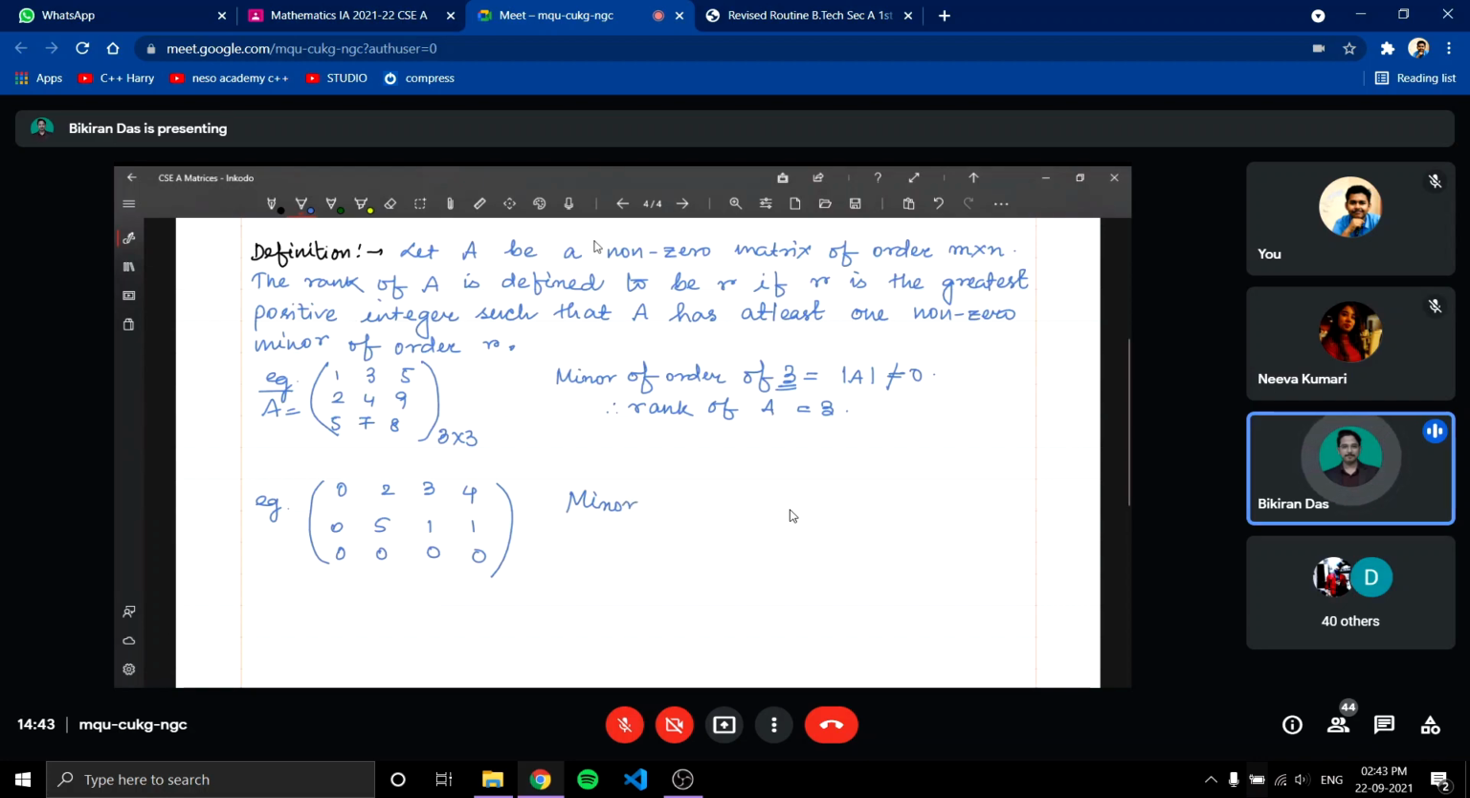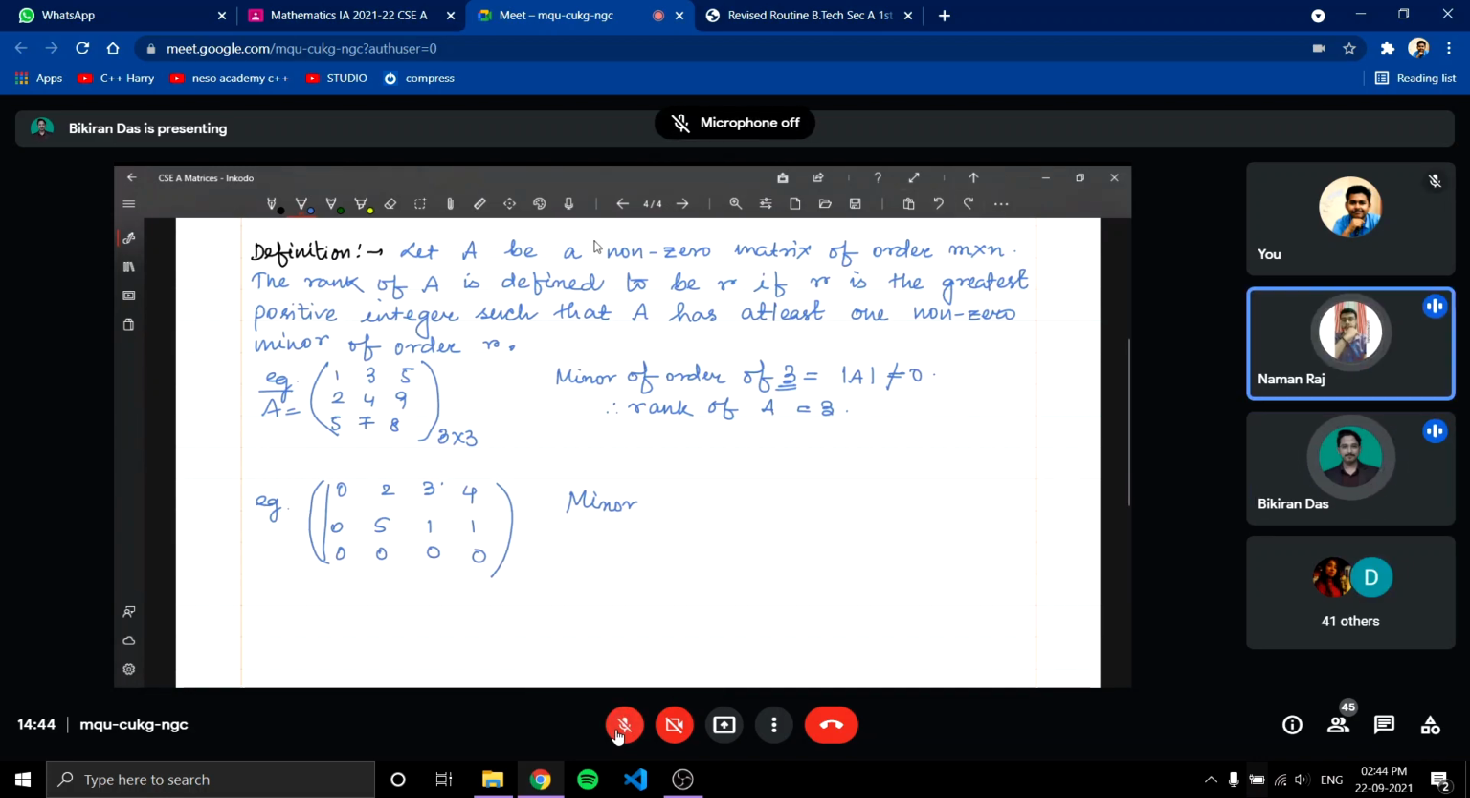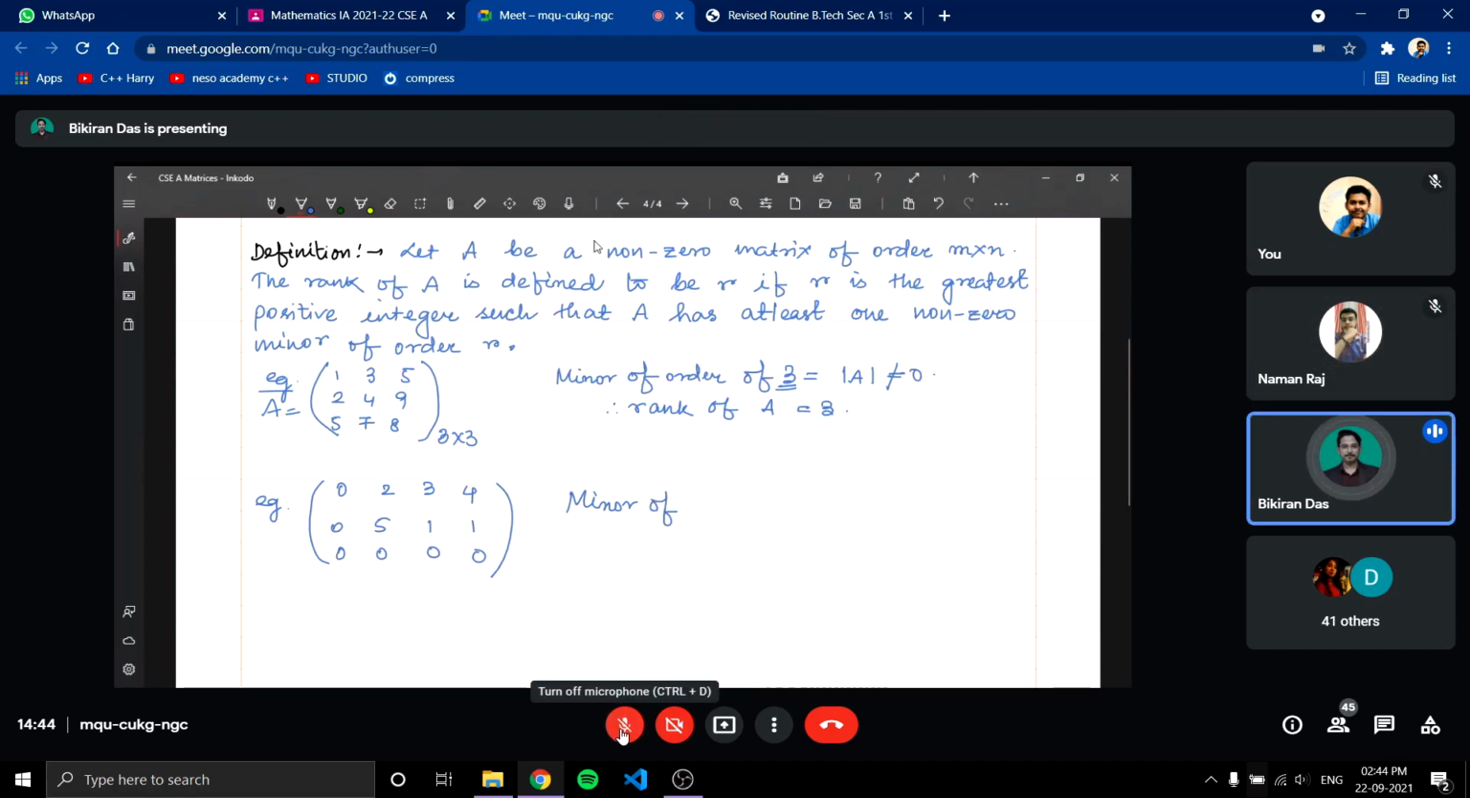Maximum order minor that you can find from this is 3 cross 3, which means you can make a determinant of order 3 only. So the maximum order minor that you can get is of order 3. Now of order 3, how many minors can you find?